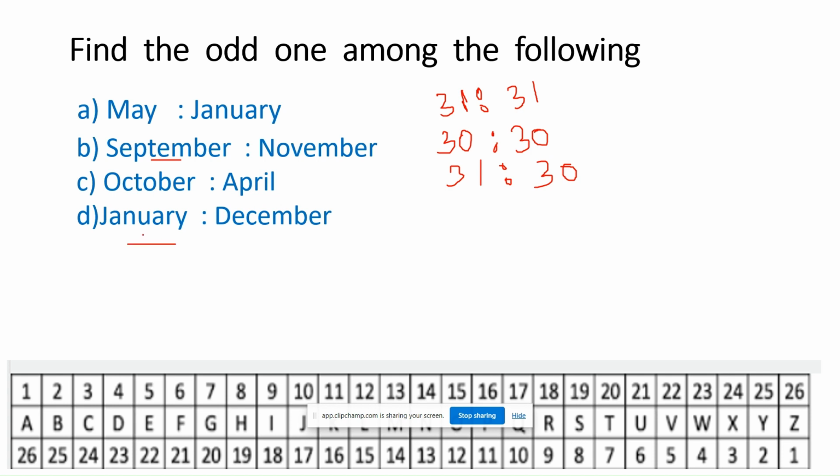See, in January, how many days do we have? 31 days. And in December, we also have 31 days. By seeing all these four, what comes to your mind is, see, 31, 31 same. 30, 30 here also same. Here 31, 31 same. In option C, it's not like that. In option C, 31, 30. So the numbers are different. There is no same number of days in the months. Okay. So we will tick option C. This is the odd one.